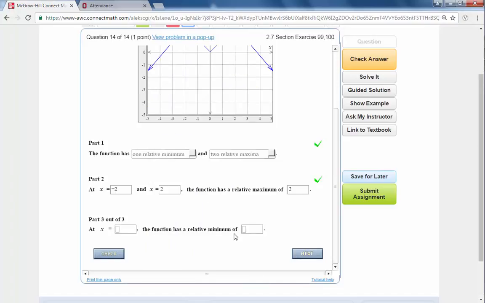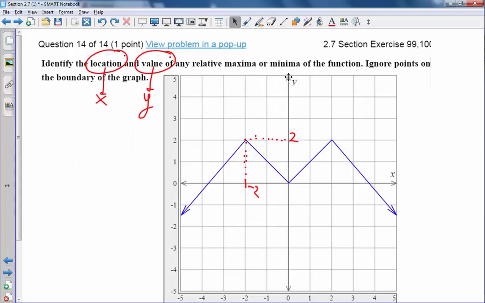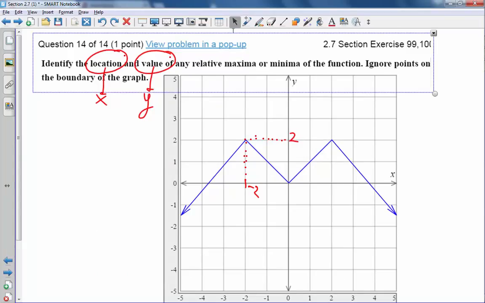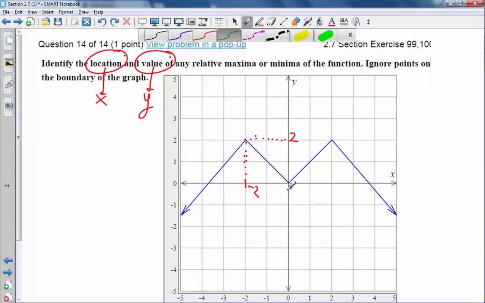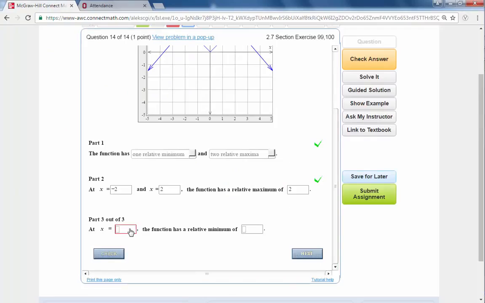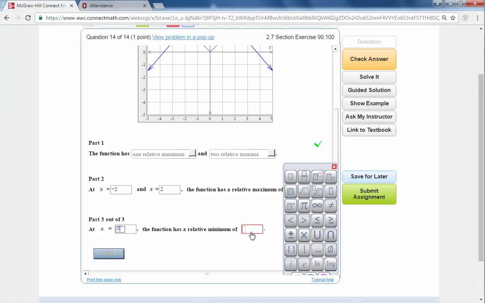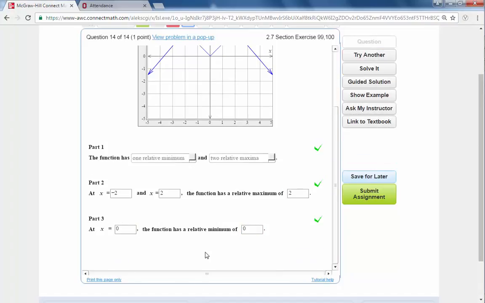Look, how about the minimum? Where is the minimum happening? 0, 0. It's right here. Its coordinates are 0, 0. That means it is located at 0, but the value is 0 as well. 0 is the location, the value is also 0. Okay?